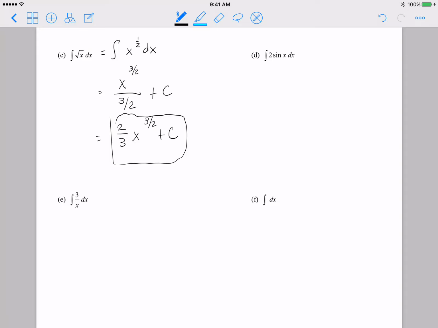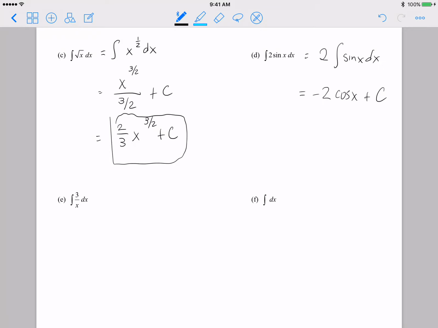Okay, example D, we have 2 sine of x. Now what I'm able to do with that constant, as we're going to find out in the next lecture, is move that constant in front of the integral sign. I can't do that with any variables, but I can definitely do it with constants. If I look back at my rules, the antiderivative of sine of x is negative cosine of x. And so our answer here is going to be negative 2 cosine of x plus c.